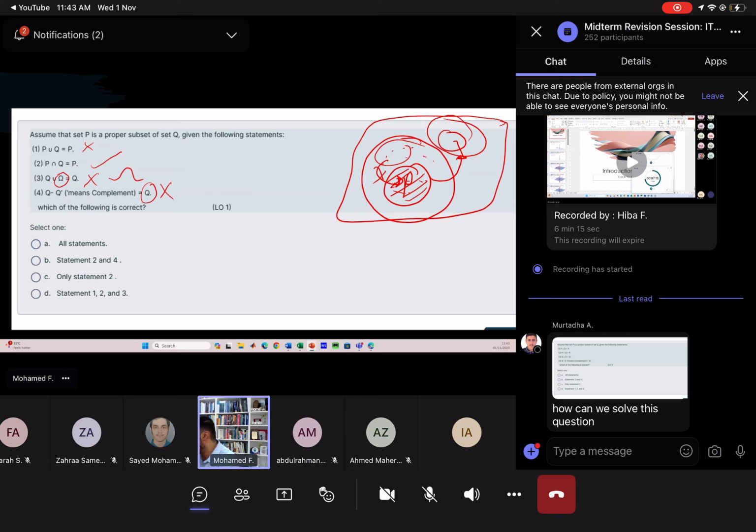Now, what is Q minus Q prime? It means everything. That means what? Phi. Nothing is available. So which statement is right? It's statement 2.